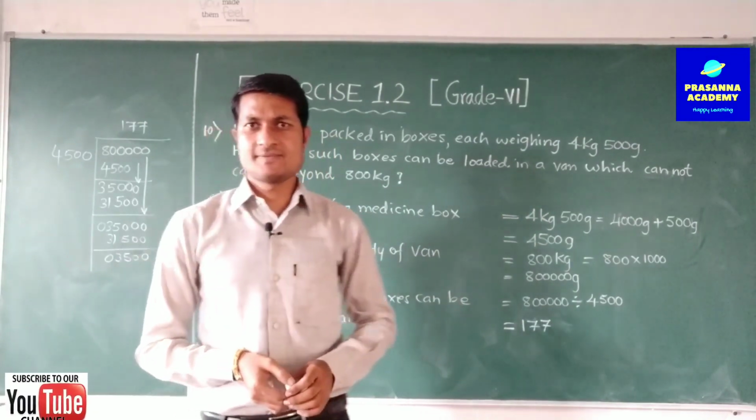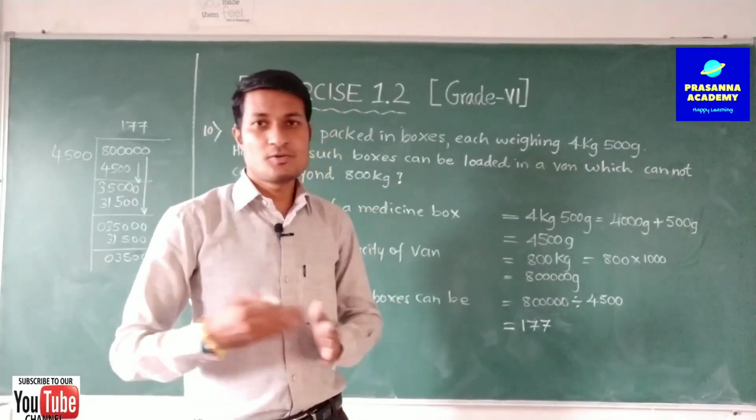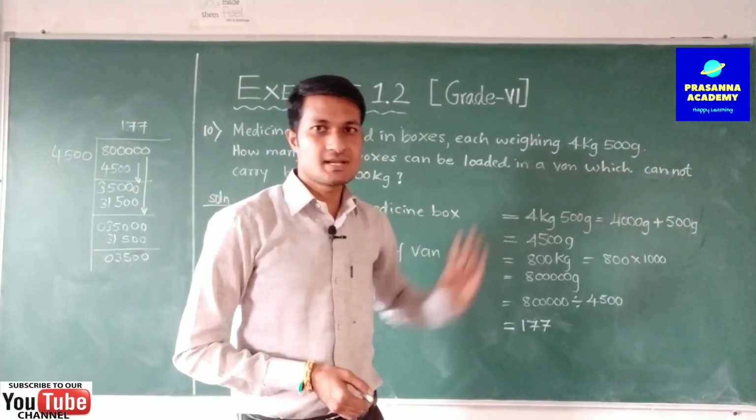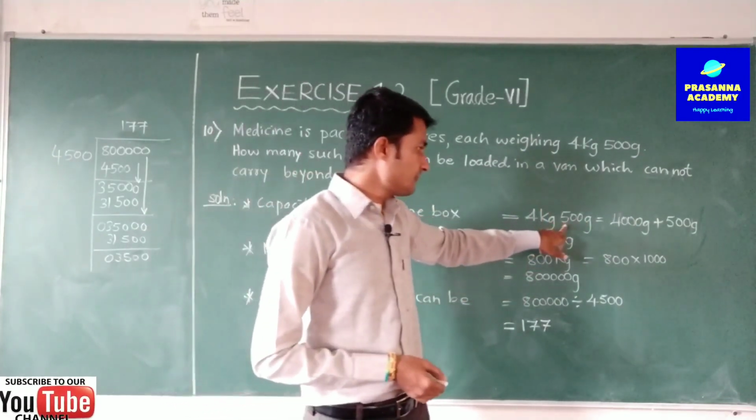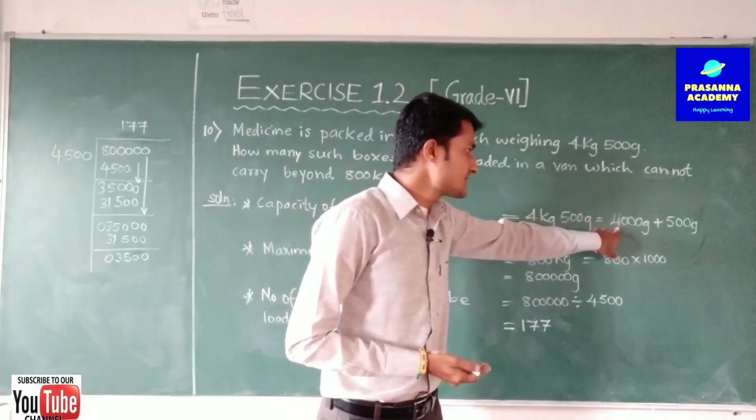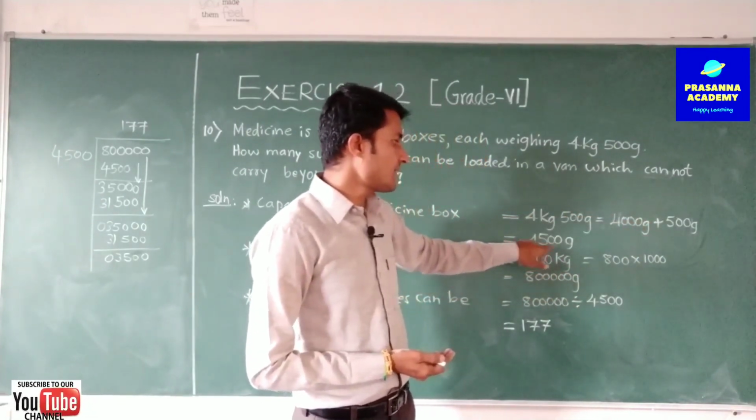So let us convert this 4 kg 500 gram totally to gram. 4 kg is 4000 gram, we know this, and 500 gram is already in gram, that's why I don't convert that. So 4000 plus 500 will be 4500 gram.